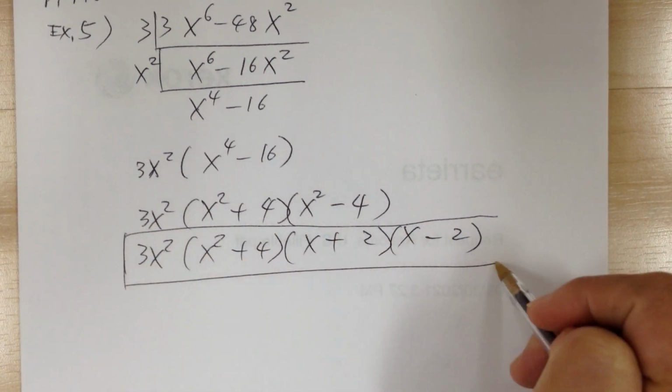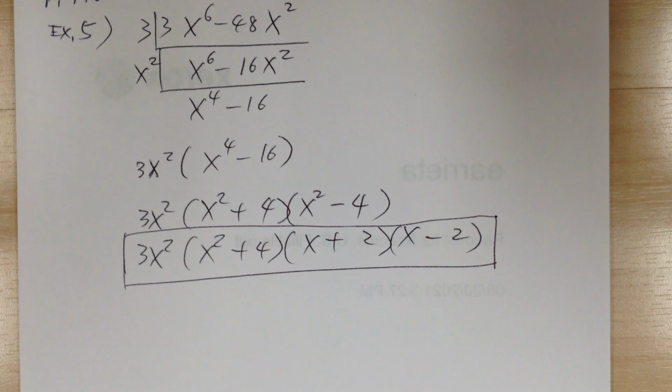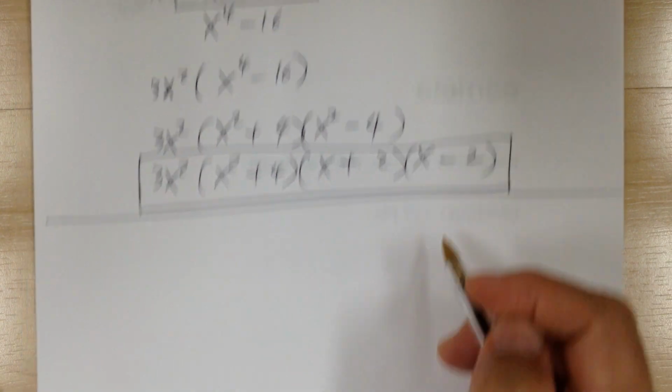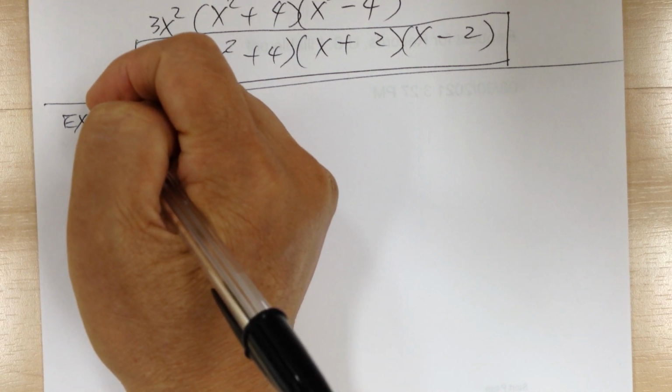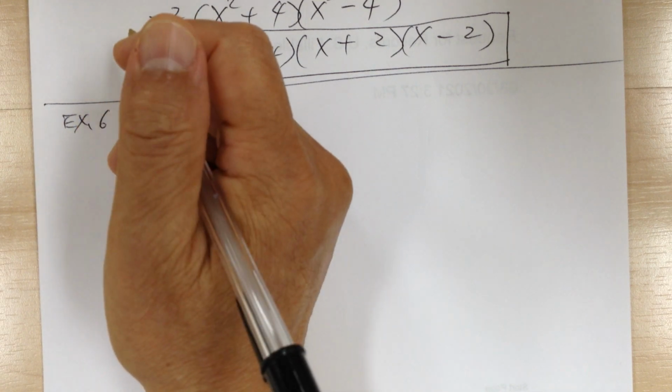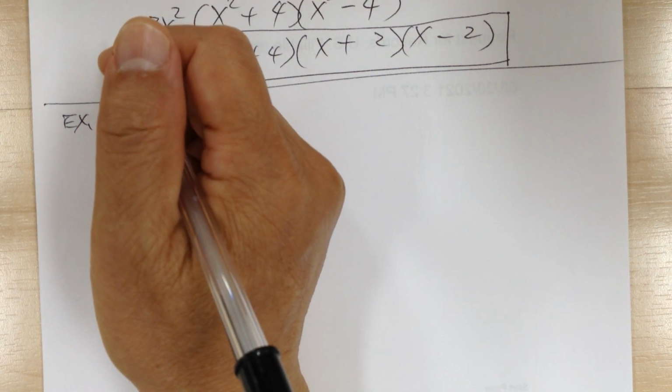So again, every point you go through the list. Okay, go through each step. Okay, let's go to example 6. Okay, so this one you're looking for the GCF and LCM.